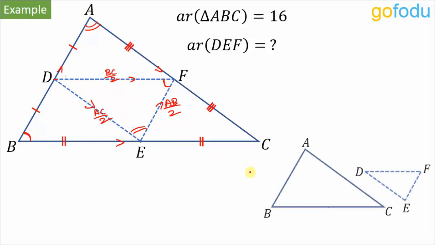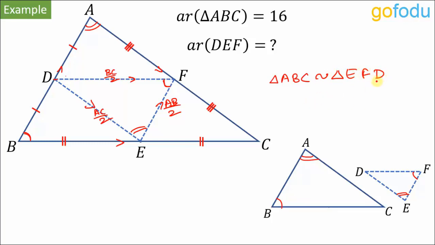For your convenience, I am drawing them separately, ABC and DEF. We have angle A equal to angle E and angle B equal to angle F. Two angles are equal, that means these two triangles are similar. Triangle ABC is similar to triangle E corresponding to A, F corresponding to B, EFD.